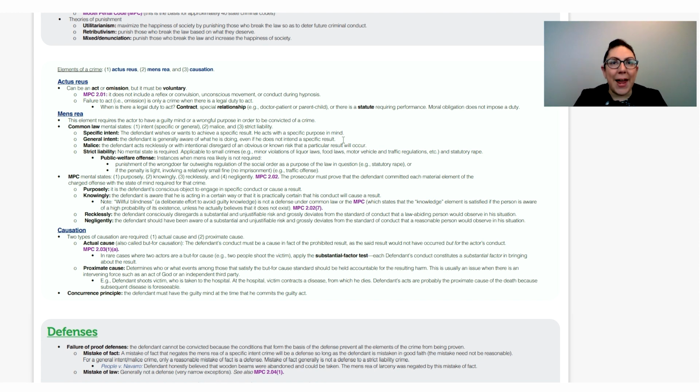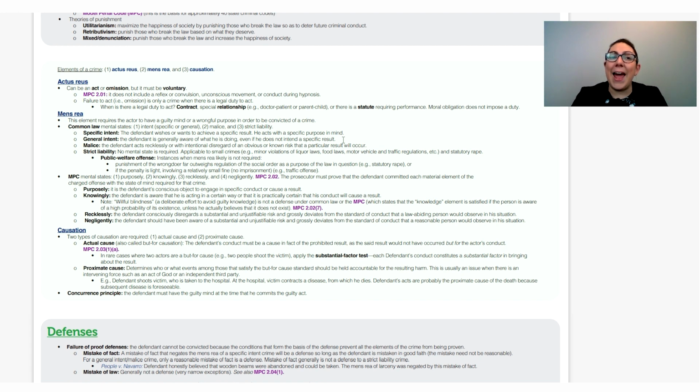You're probably not going to spend a ton of time on causation. I'll mention it briefly here, but causation is discussed in great length in your torts class. When you get to negligence and torts, I bet you're going to spend a ton of time talking about causation. And so it tends to be glossed over or overlooked in a criminal law class, but it has the same idea. So the same principles of causation that you discuss in torts will similarly apply here in criminal law.